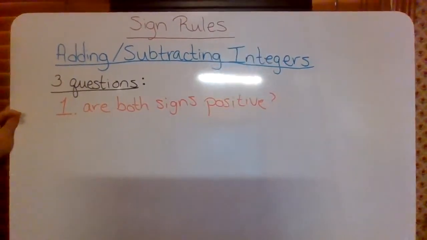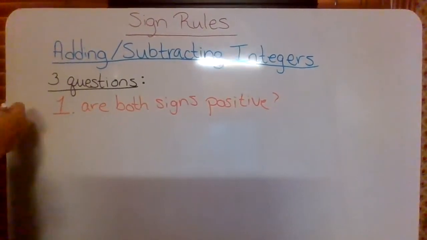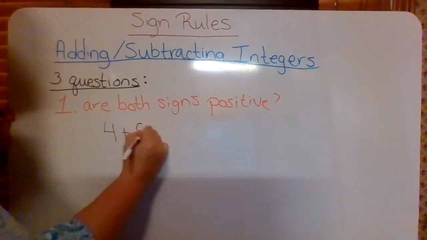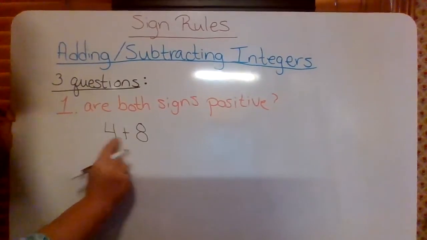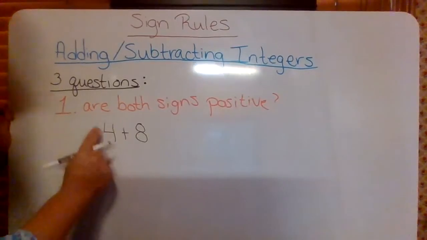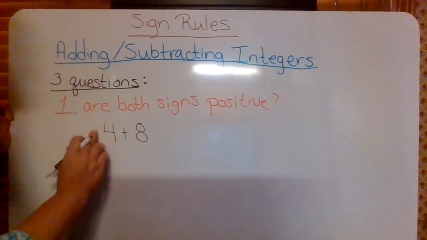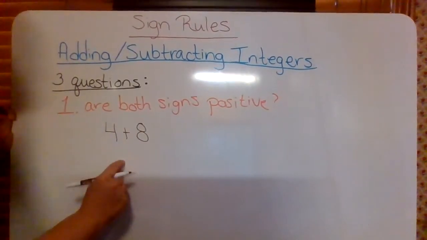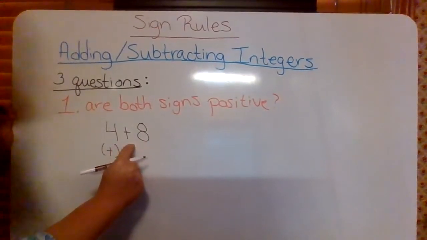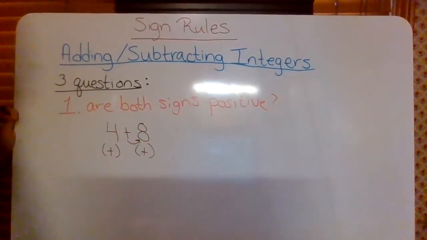So by that, well, Miss Long, what do you mean are both signs positive? Well, I'm glad you asked. I mean, if I give you 4 plus 8, are both of these numbers positive? Is the 4 positive? Yes. When we don't see anything in front of it, then we can understand that there is an invisible positive sign out here. So the 4 is positive. If we look at the 8, it's right behind the plus sign. So this tells me that this is positive. So they're both positive.